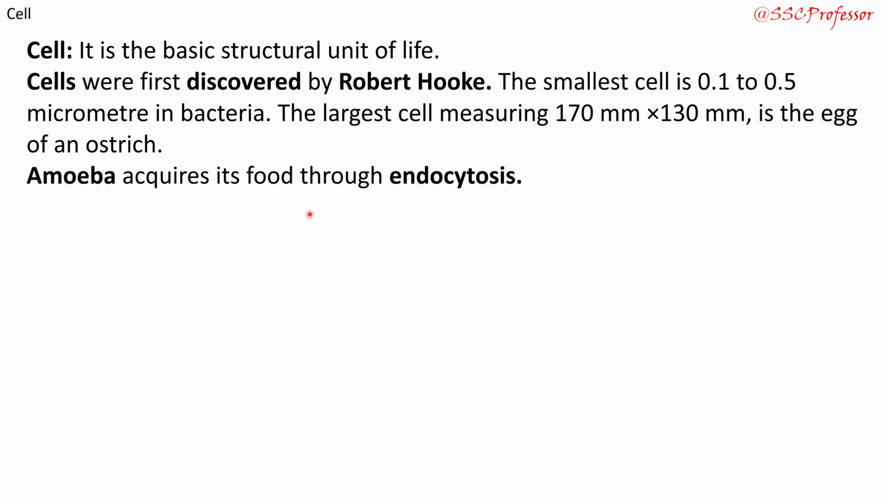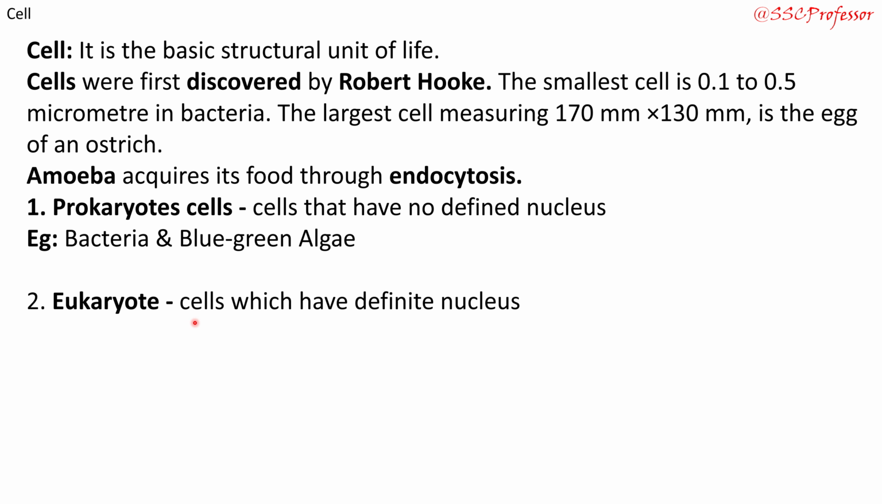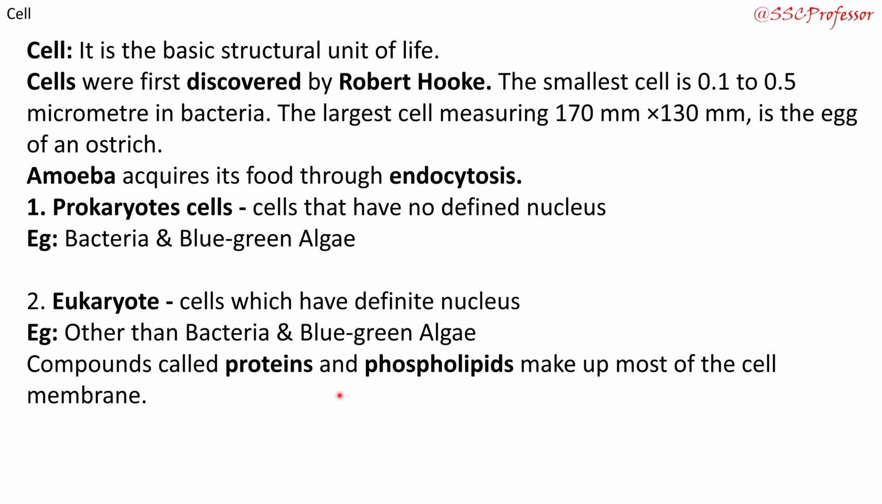Amoeba acquires its food through endocytosis. First, prokaryote cells, cells that have no defined nucleus, example bacteria and blue-green algae. Second, eukaryote, cells which have definite nucleus, example other than bacteria and blue-green algae. Compounds called proteins and phospholipids make up most of the cell membrane.